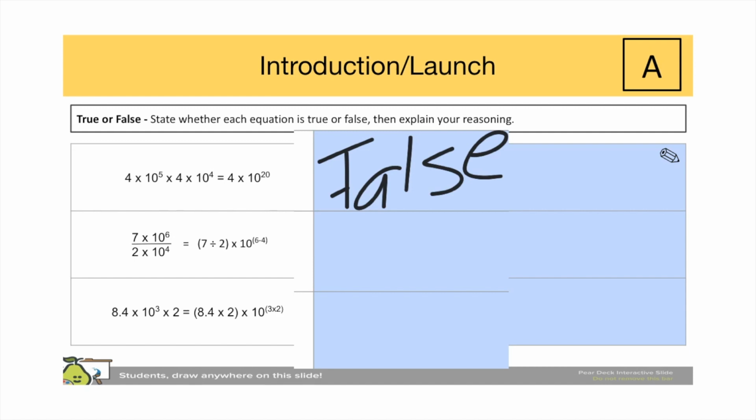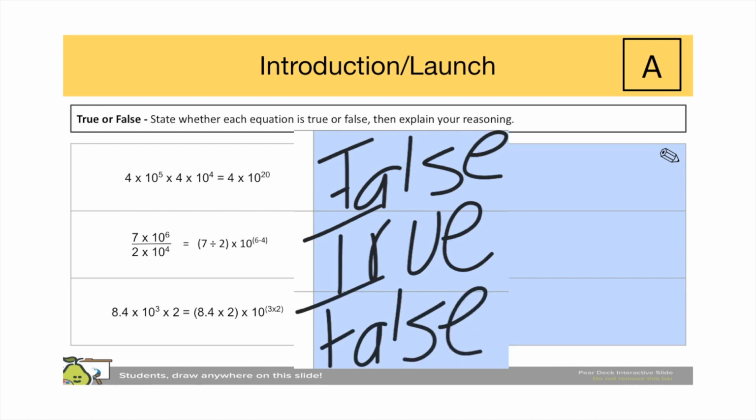The second equation is true when dividing, the exponent in the denominator is subtracted from the numerator. And the third equation is false because multiplication can be done in any order, but the multiplication in this problem does not affect the power of 10.